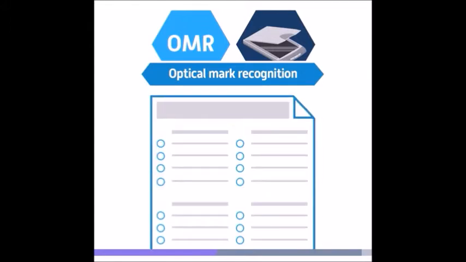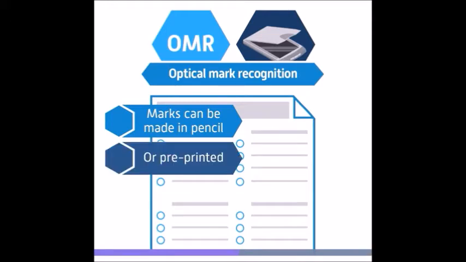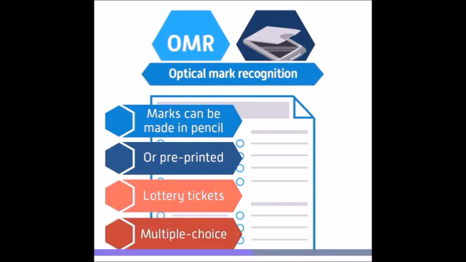Pre-printed pieces of paper are used for OMR scanners, which contain spaces where a mark can either be made or not made. This mark may have been made by someone using a pencil, or it might have been printed onto the page. This has a number of applications, including lottery tickets and answer sheets for multiple choice questions.